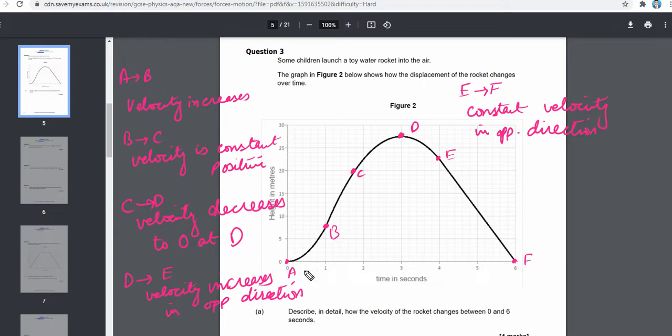So you can say that from A to B, you can write it over here as from 0 to 1 second. From B to C, let me just make point C over here, you can write from 1 to 2 seconds, and from C to D, you can write 2 to 3 seconds, and from D to E, 3 to 4 seconds, and from 4 to 6 seconds, you can say that constant velocity in opposite direction. So this is how we can explain this graph. Now let's move on to the next part.